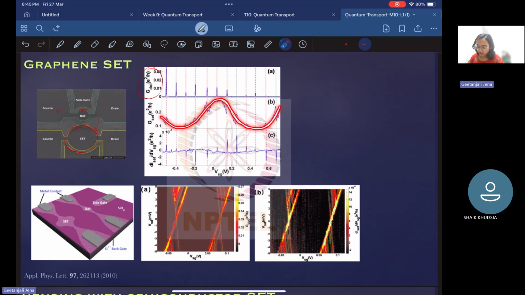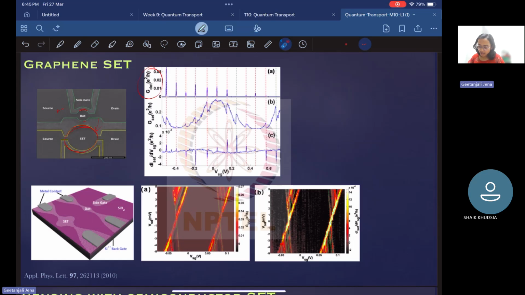There is a slow oscillation behavior like this. And this graph is because the SET is also a Coulomb blockade device. So if you change the gate voltage here, it will also get affected. But because the dot is quite far, the effect is quite low. And because of this interdot effect, we see a slow oscillation like this.